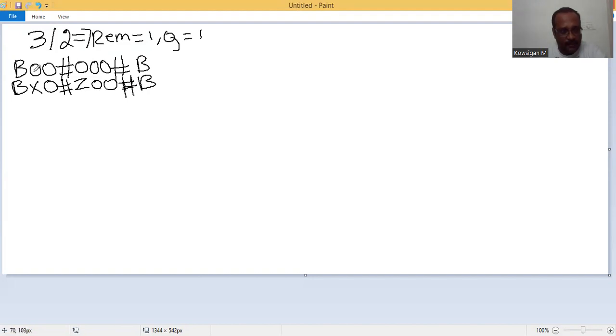Here we have replaced this 0 as x. So what is the logic behind the division? Continuous subtraction. We are going to subtract these 2 zeros from these 3 zeros. Every time you subtract these 2 zeros from the set of zeros available on this side, your quotient will be incremented by 1.